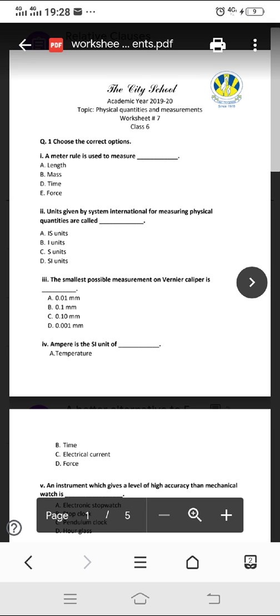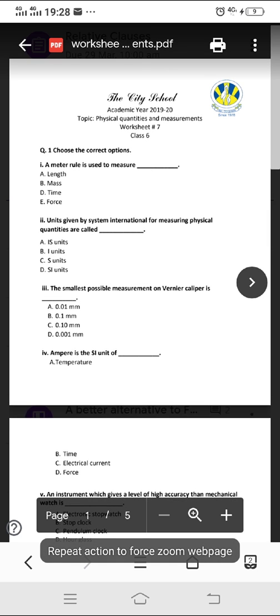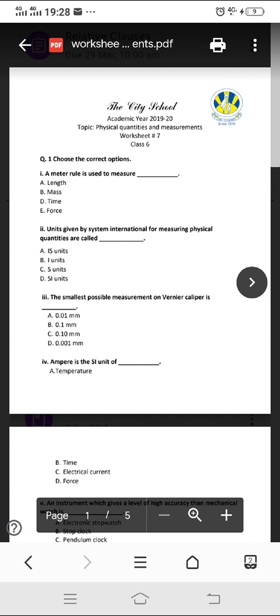Then B is mass. So remember, for mass we use either an electronic balance or a beam balance. So now we are left with option A. Option A is length, right? And remember, for length we have a few pieces of equipment that we use: we use a measuring tape, a meter rule, and a vernier caliper. So these are the things through which we can measure length, right?